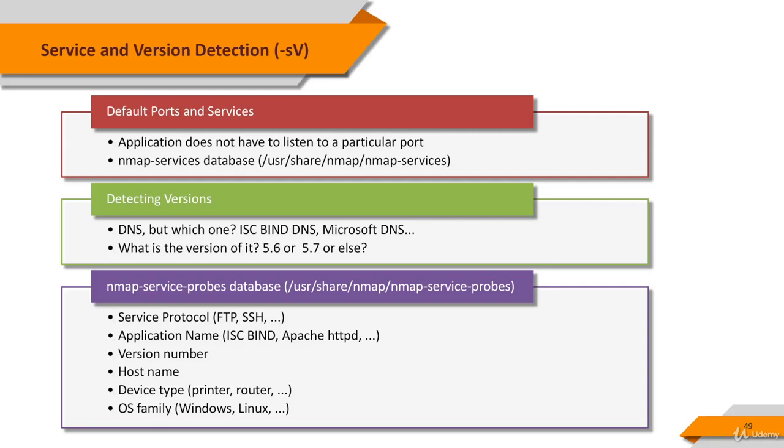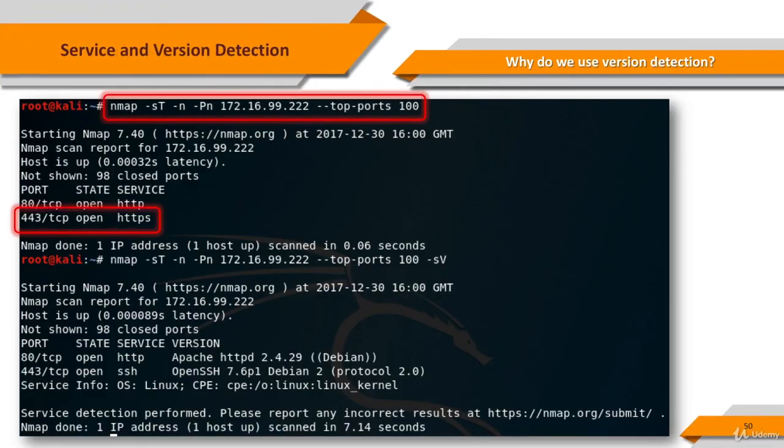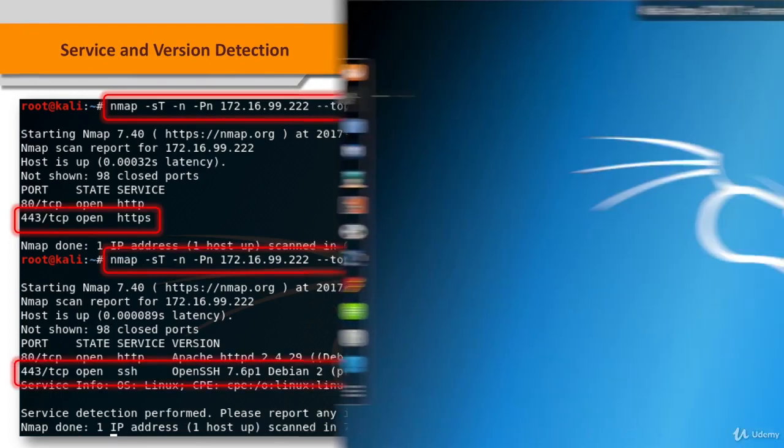The application name could be ISC BIND, Apache HTTPD, Solaris Telnetd. The version number, host name, device type, something like a printer or a router, and the OS family, you know what that is, Windows, Linux, etc. So let's see how to use service and version detection in Nmap and why it's important.